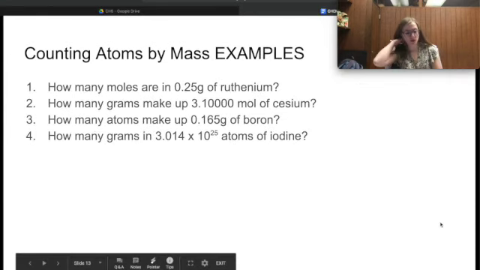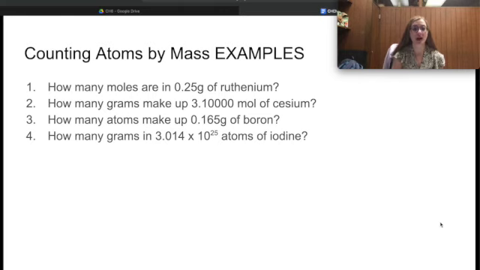So let's go ahead and work through some examples of how we might go back and forth between the number of moles we have and the amount of grams we have, as well as throwing in the number of atoms in there. Okay, so the first example you see on your screen says how many moles are in 0.25 grams of ruthenium, okay?